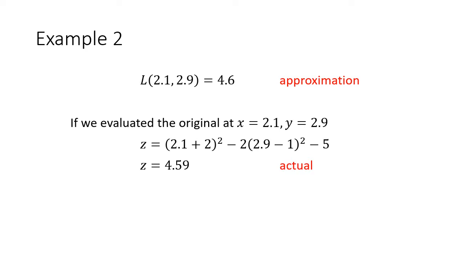I can go back and evaluate the original function too. This is really not a difficult function. If I actually plug in those ordered pairs for x and y, I get the actual value, which is 5.4, or 4.59, sorry. So hopefully we can see that our approximation and our actual value are pretty similar.